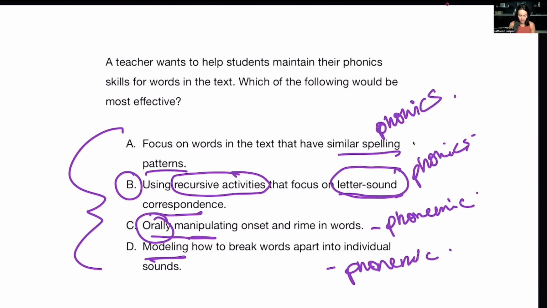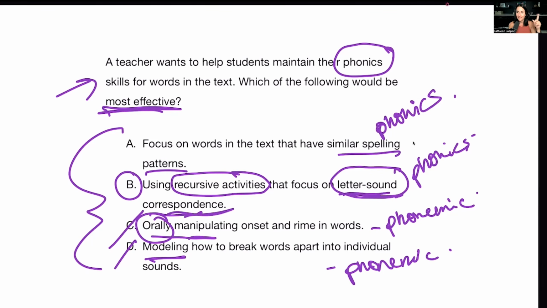I need to read the question here. Let's go ahead. A teacher wants to help students maintain their phonics skills. Well, right away, just by reading that, C and D are out because they're phonemic awareness. Which of the following would be most effective? Again, most effective. Well, B is most effective. Using recursive activities. Letter sound correspondence is a key word for phonics. When I see the PH here, that's the letters. I know it makes a f sound. That's letter sound correspondence, and it is the fundamental skill in phonics.